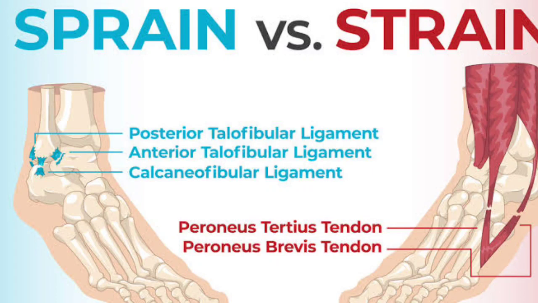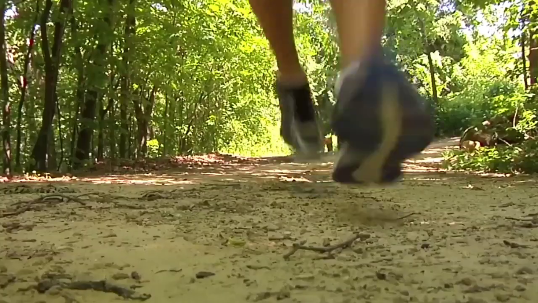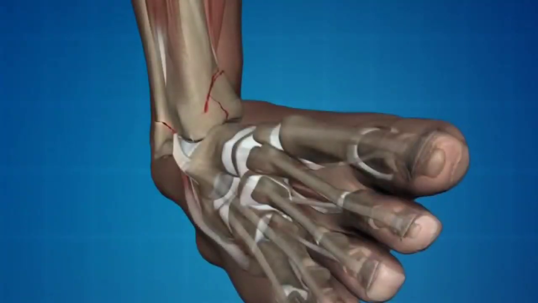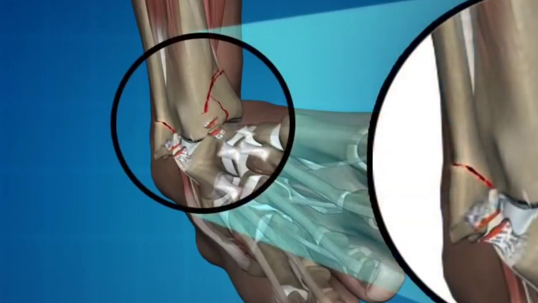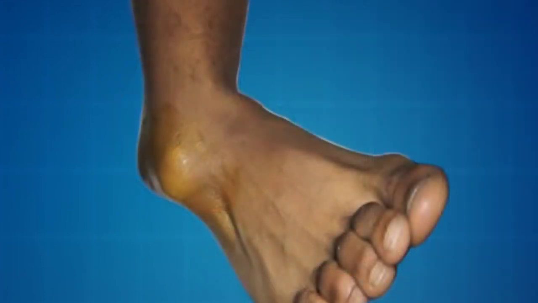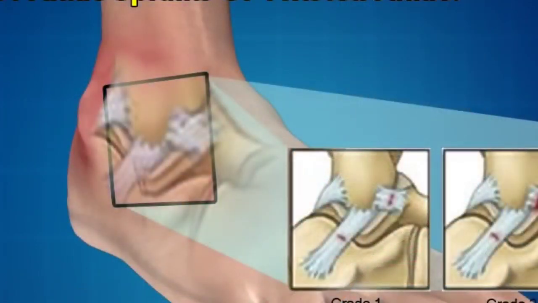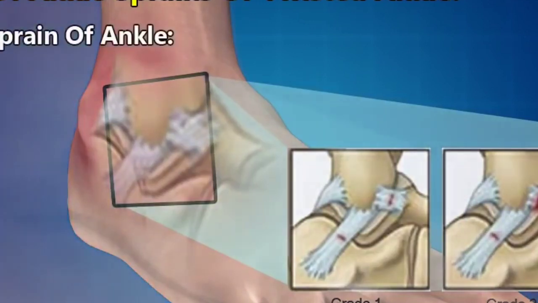A strain is a stretching or tearing of muscle or tendon. A tendon is a fibrous cord of tissue that connects muscles to bones. Strains often occur in the lower back and in the hamstring muscle in the back of your thigh. Initial treatment for both sprains and strains includes rest, ice, compression and elevation. Mild sprains and strains can be successfully treated at home. Severe sprains and strains sometimes require surgery to repair torn ligaments, muscles or tendons.